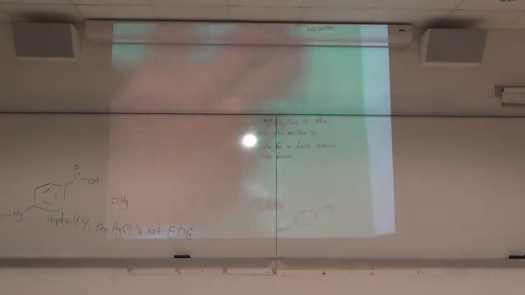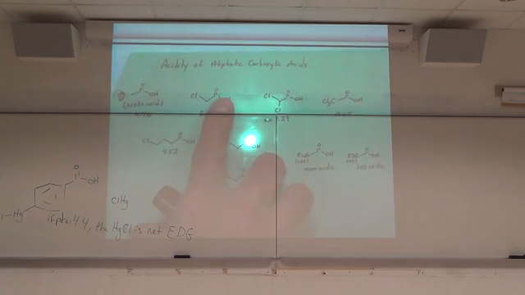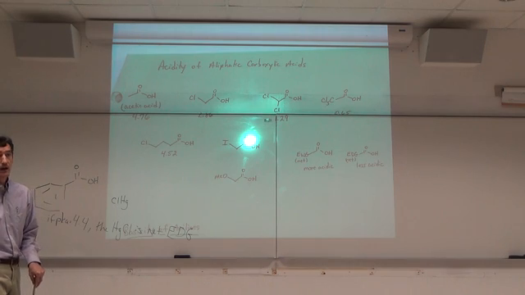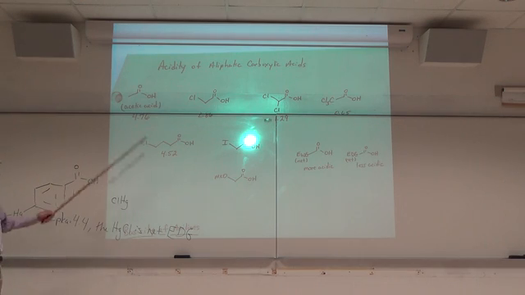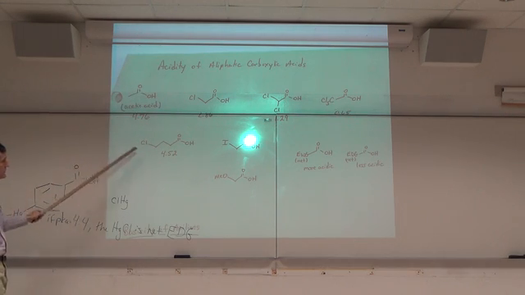Okay, let's look at acidity of aliphatic carboxylic acid. What does aliphatic mean? Non-aromatic. That means non-aromatic, but more precisely it means saturated. Aliphatic is an old term for saturated. Now, of course, your carbonyl is a degree of unsaturation. But what it means is the remainder of your molecule is all saturated.